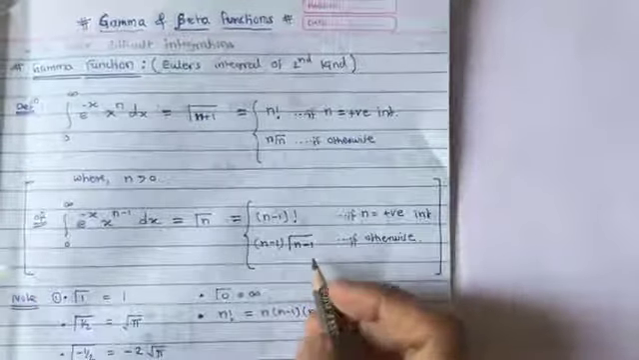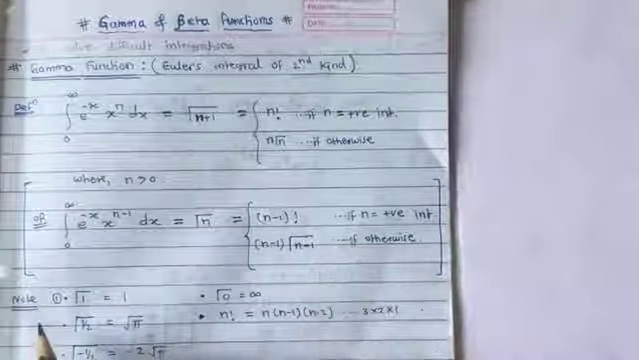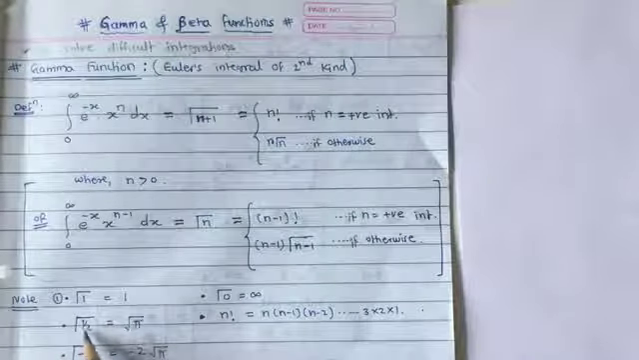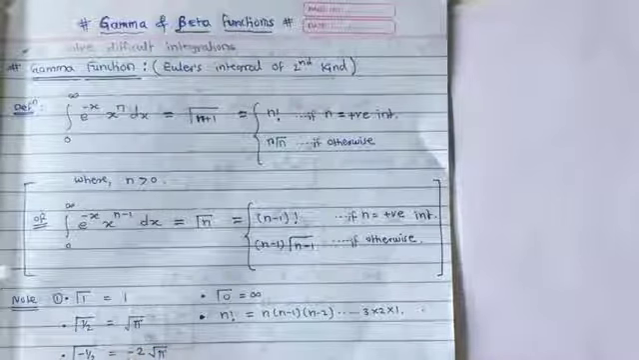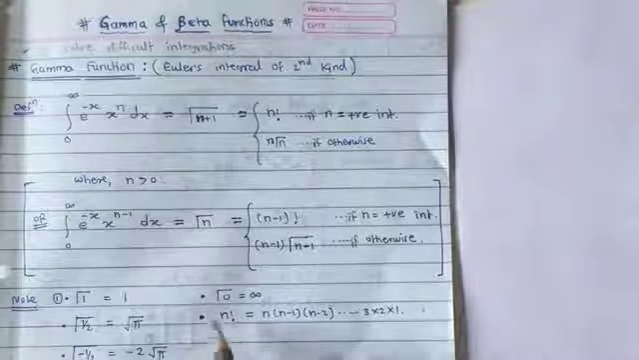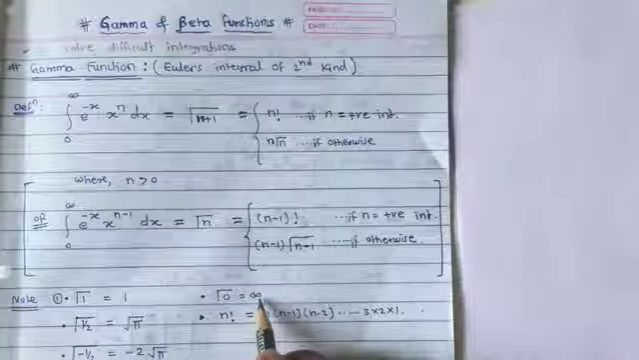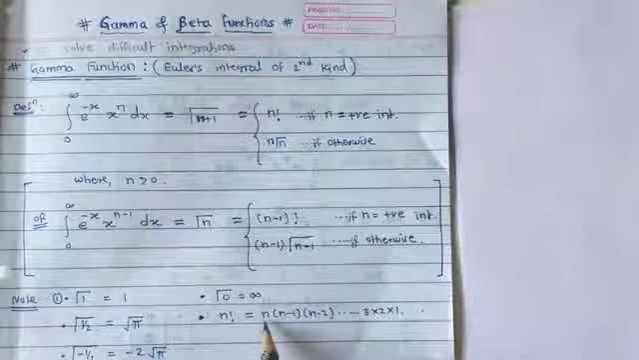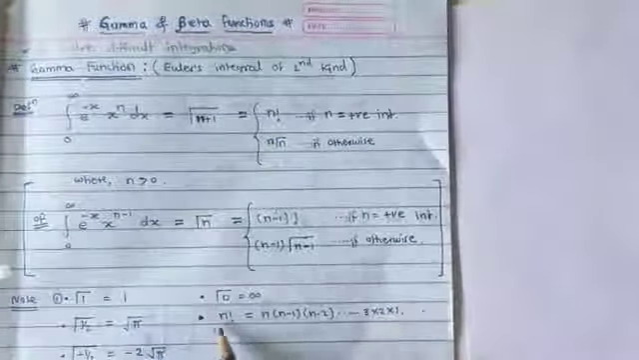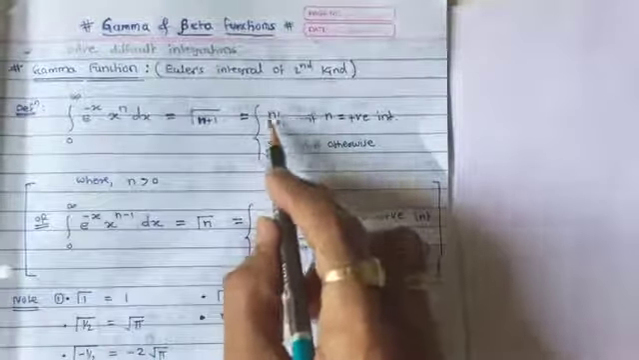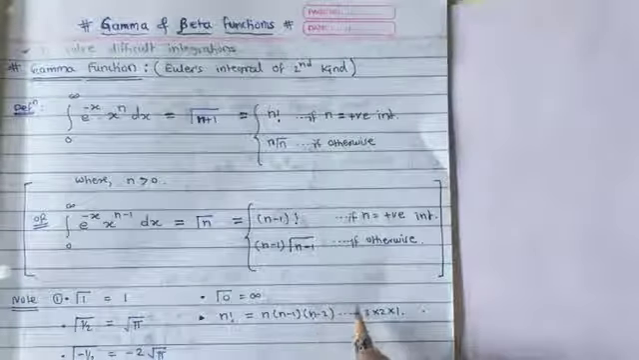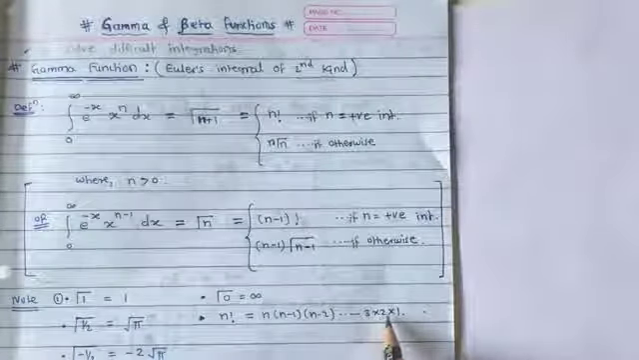Okay, now some results of the gamma function. First, gamma of 1 is equal to 1, gamma of half is equal to root of pi, gamma of minus half is equal to minus 2 into root pi. Similarly, gamma of 0 and n factorial is equal to n into n minus 1, n minus 2, up to 3 into 2 into 1. Here n factorial is nothing but n into n minus 1, n minus 2, up to 3 into 2 into 1.